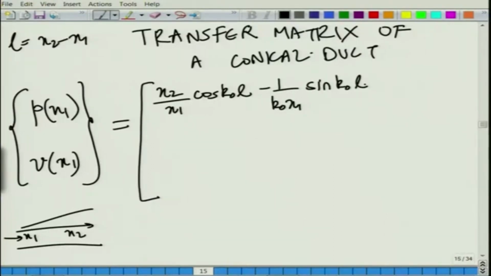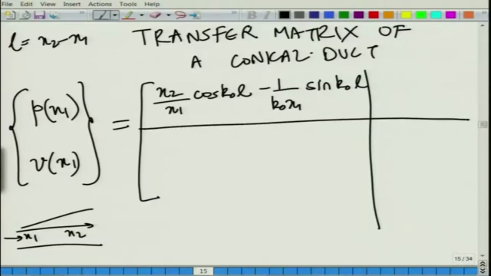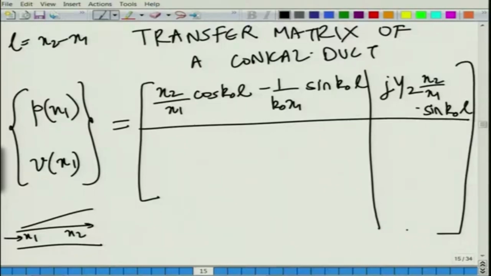So, remember there is no mean flow that is considered here, and the next thing would be a little bit more involved. So, well, what I would do is that I will put this thing here. So, j times Y2, that is at section 2, x2 by x1 into sine of k0 L. So, this is related to the variables at x2. So, this obviously has a transfer matrix form like this.